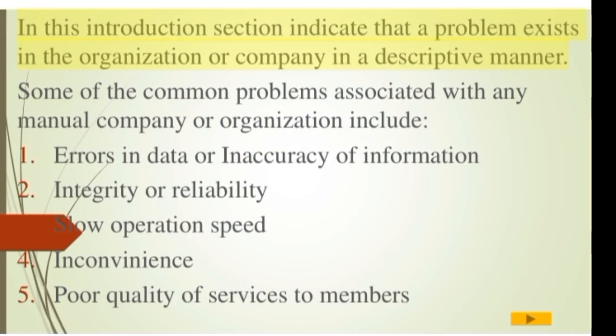In this introduction section, indicate that a problem exists in the organization or company in a descriptive manner. Some of the common problems associated with any manual company or organization include: 1. Errors in data or inaccuracy of information. 2. Integrity or reliability. 3. Slow operation speed. 4. Inconvenience. 5. Poor quality of services to members.